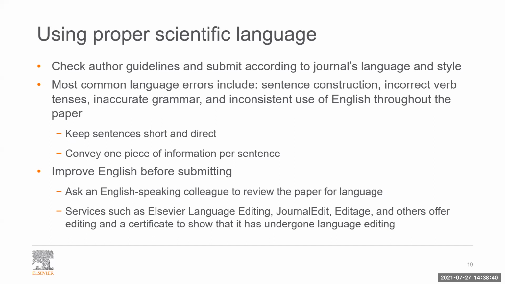sentences tend to confuse readers. Only one idea should be conveyed in each sentence, and multiple statements should be avoided in a single sentence. So to give you an idea of this, the average length of sentences in scientific writing is only about 12 to 17 words.